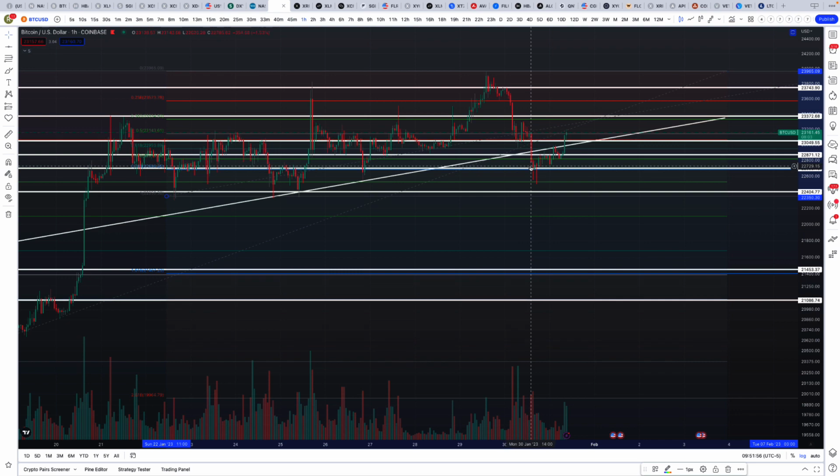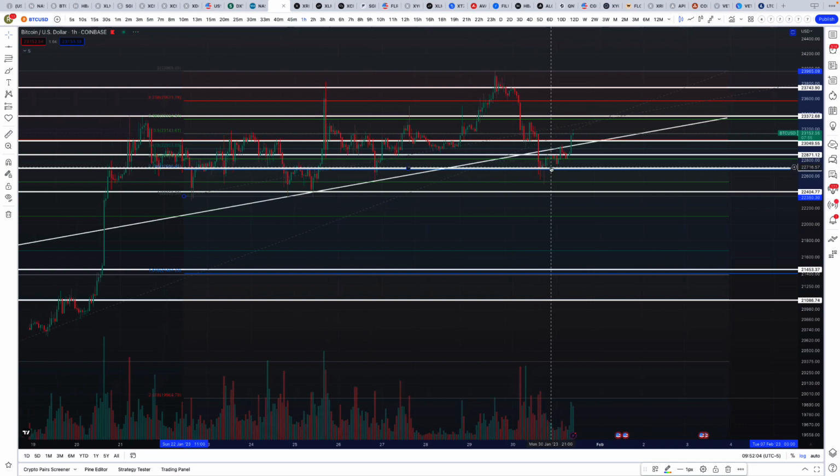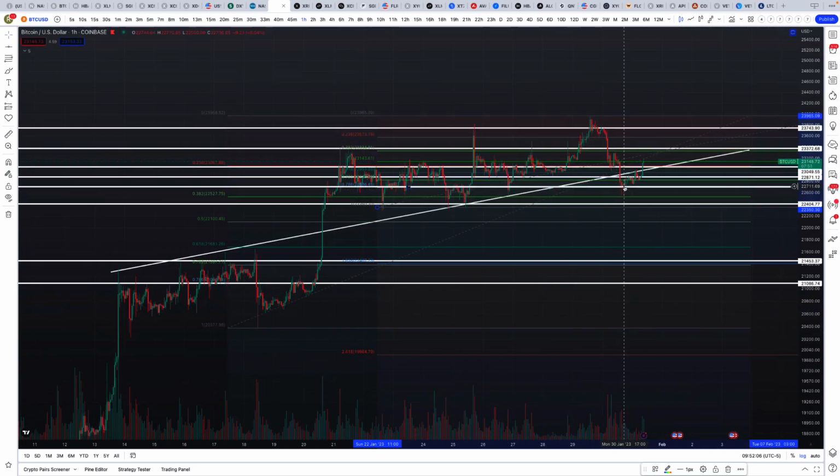Respect. We came down, wick, bodies above. Beautiful, just beautiful, holding the market structure. There is no point to panic at this point until we came down. We broke 22,400. We're still maintaining in that higher low structure.